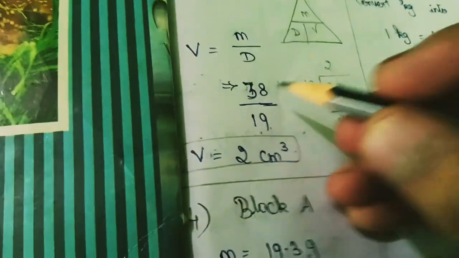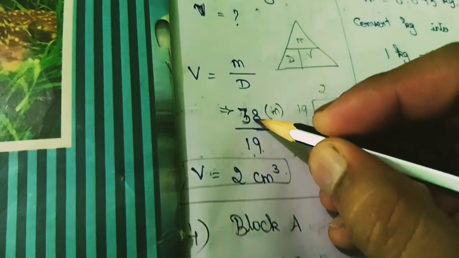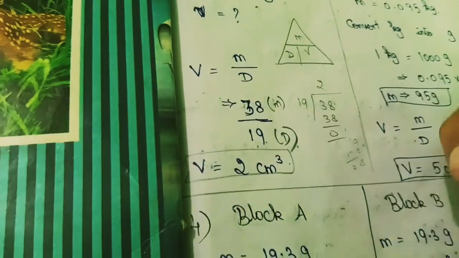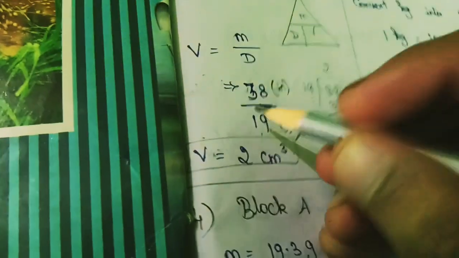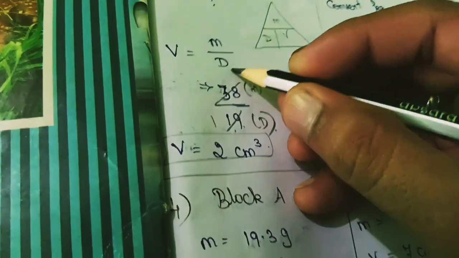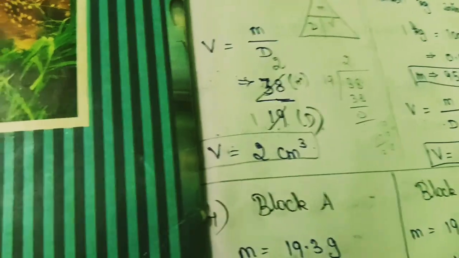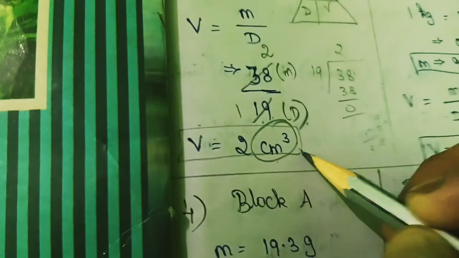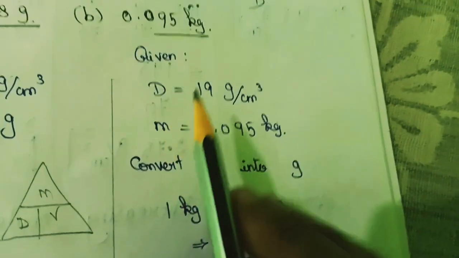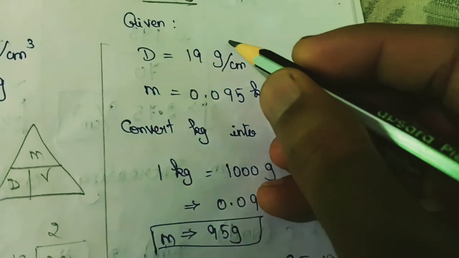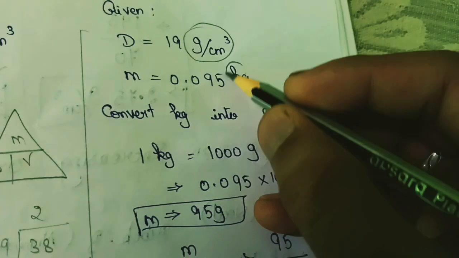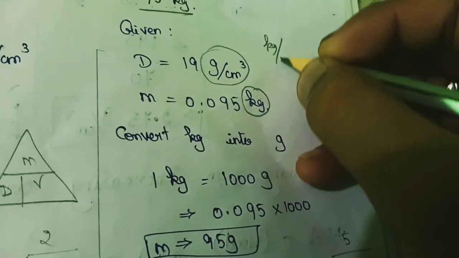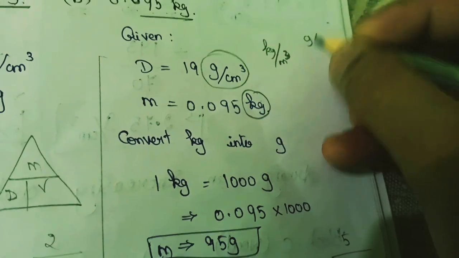So substitute the values. Mass is 38 gram and density is 19 gram by centimeter cube. When you solve, 1 19 is 19, 2 19s are 38. So V is equal to 2 centimeter cube. Unit is very important. Now you see this one, density is given in the form of gram by centimeter cube, but here the mass is in kilogram. I have already told you it can be either kilogram by meter cube or gram by centimeter cube.